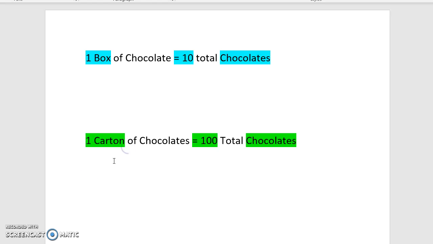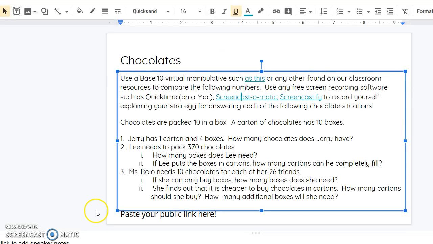So I put our next statistic in green. One carton of chocolates equals 100 total chocolates. That's a lot of chocolates. So every one carton equals 100 chocolates. Like I said, we're just going to keep this up so we can refer back to it with our problems. So let's first look at our first problem.